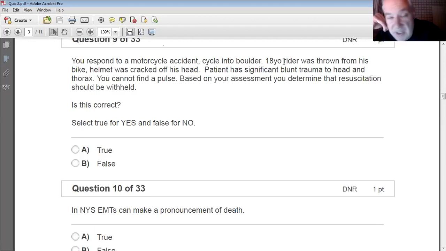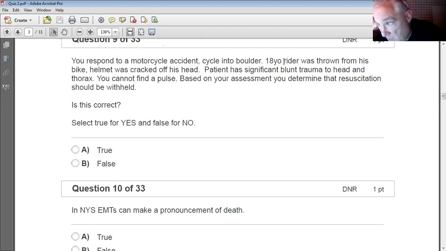Blunt trauma and penetrating trauma are two different things. Blunt trauma means like somebody punched you. Penetrating trauma means that something like a knife or a bullet entered your body. Blunt trauma doesn't enter your body. It hits your body, but it doesn't enter your body. So this guy crashing his motorcycle into a rock, that's called blunt trauma because the rock didn't penetrate his body. He has significant blunt trauma to his head and his thorax. Remember, the thorax is the medical term for the chest.